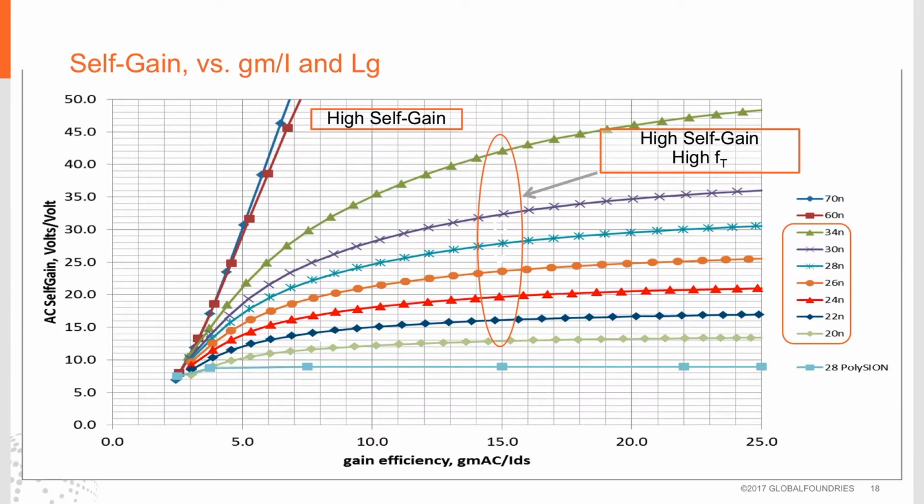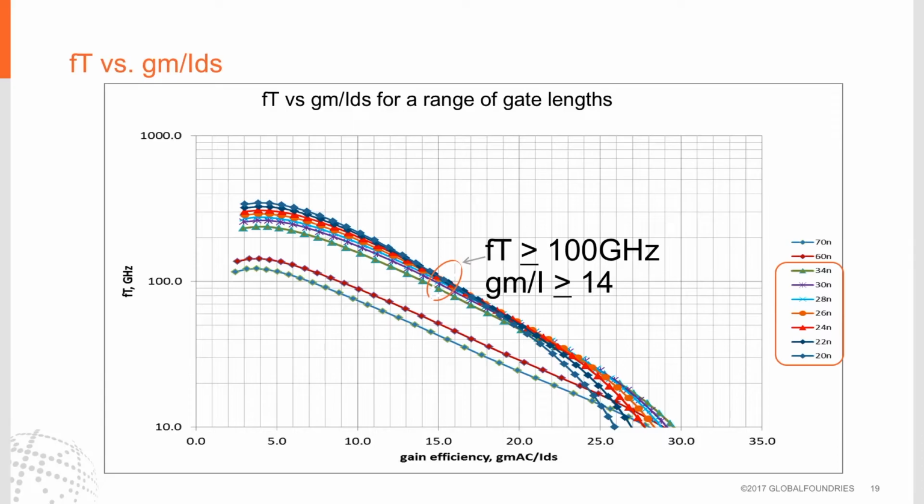Here we compare self-gain versus GM over I over a variety of different channel lengths. On the very bottom, the blue line at the bottom is 28 nanometer. The curves encircled above are 22 FD-SOI, and all these measurements are taken at a gain efficiency of about 15. The longer the channel length, you'll see the higher the self-gain, as expected.